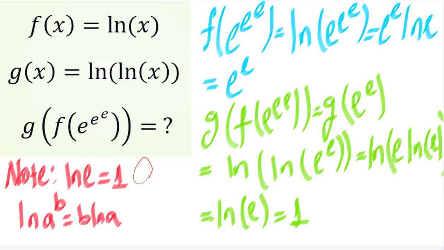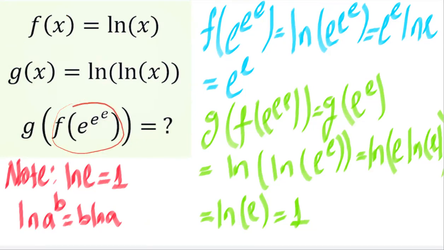Let's say this is rule number 1, this is rule number 2. Rule number 1 says ln e, the natural logarithm of e, is 1. Rule number 2 says if you have a logarithmic expression with an index, the power becomes a product. Okay, so keep these two rules in mind.